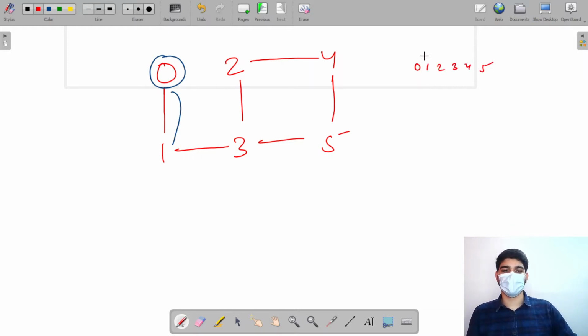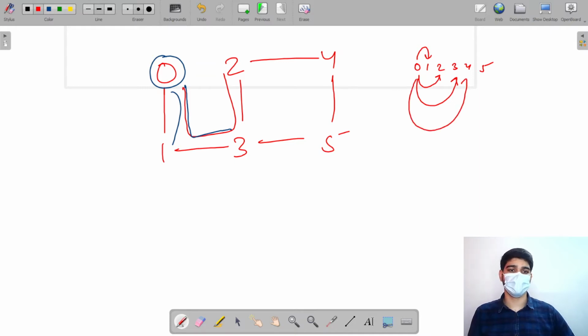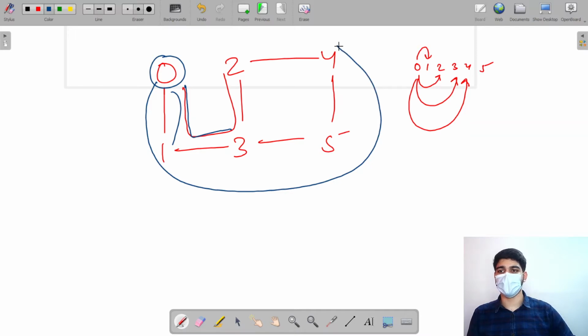Does 0 have a path from 0 to 1? Yes, it does. Does 0 have a path from 0 to 2? Yes, it does. Does 0 have a path from 0 to 3? We see over here, yes, it does. Does 0 have a path from 0 to 4? If we see, it does. Does 0 have a path from 0 to 5? We see 0, 1, 3, and 5, there is a path.